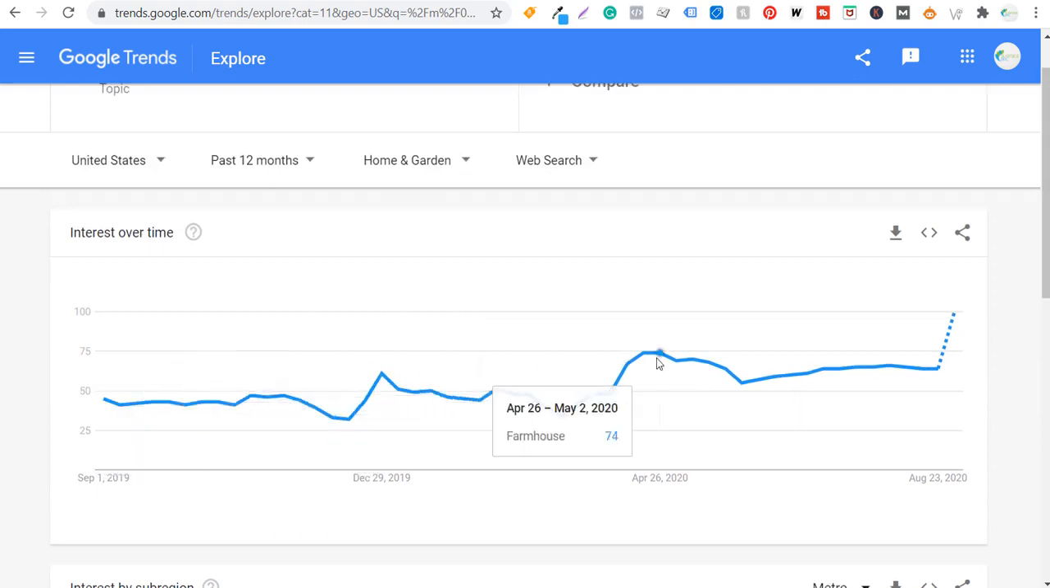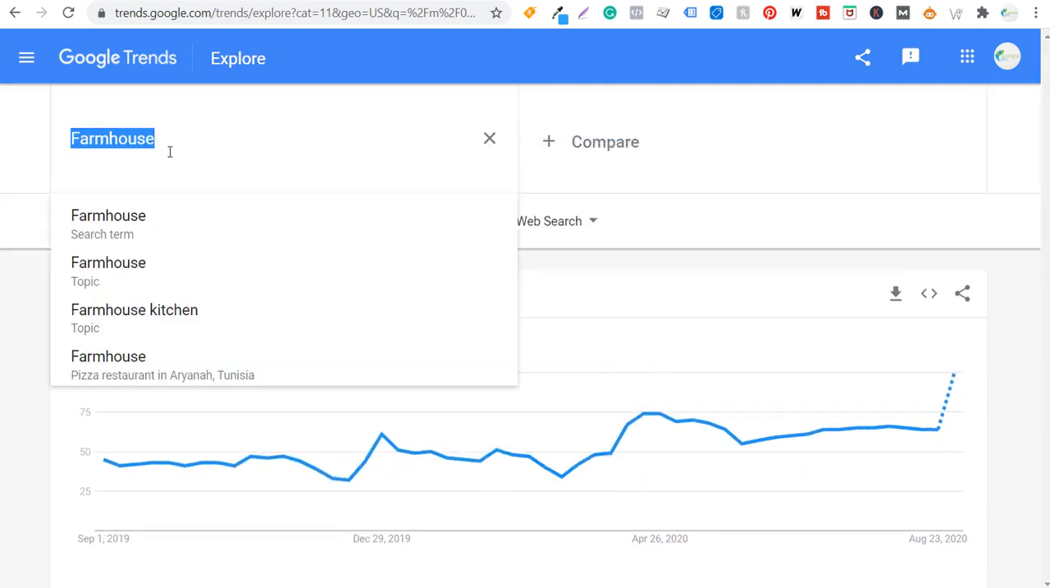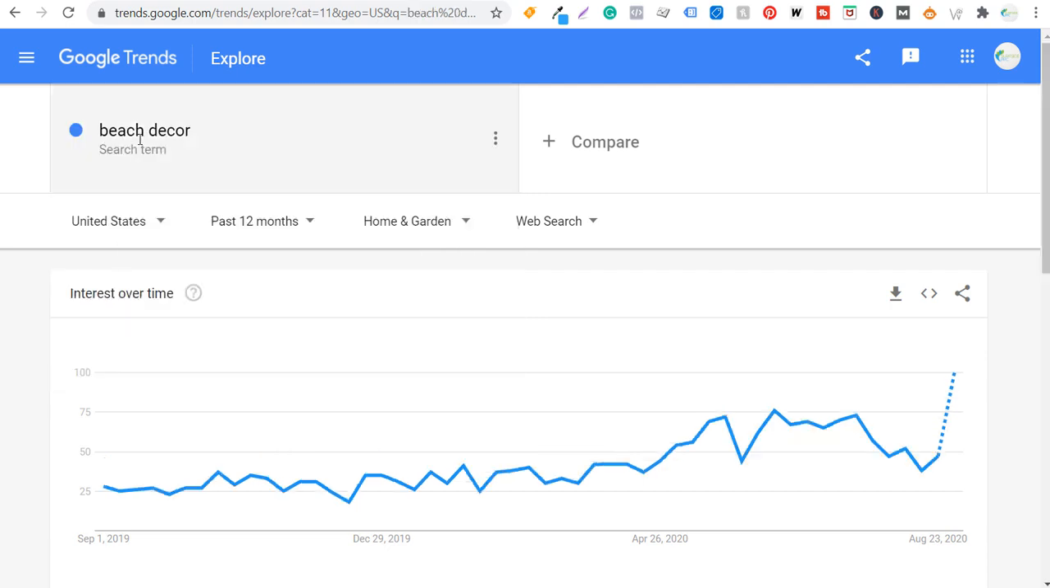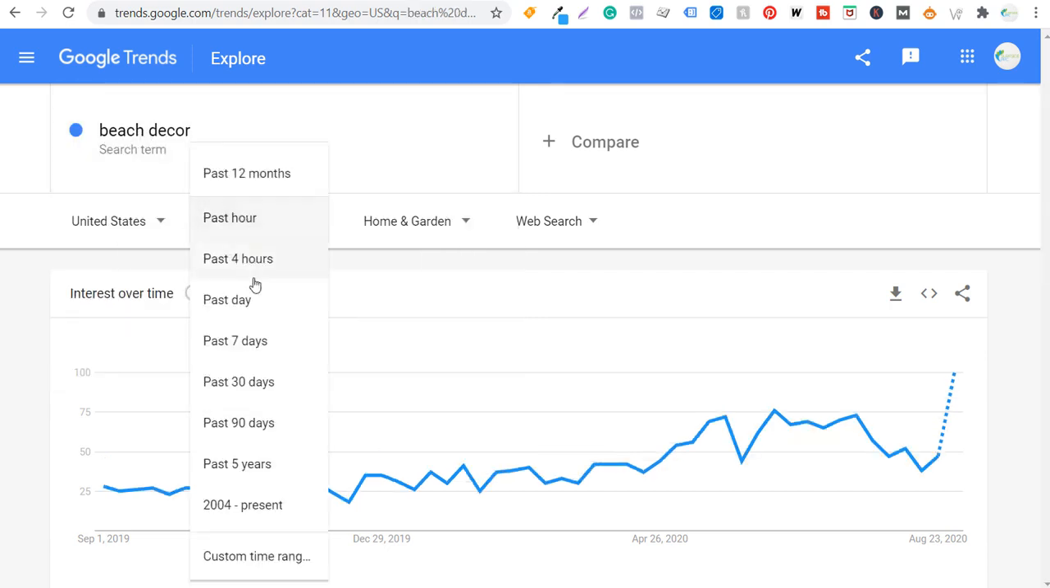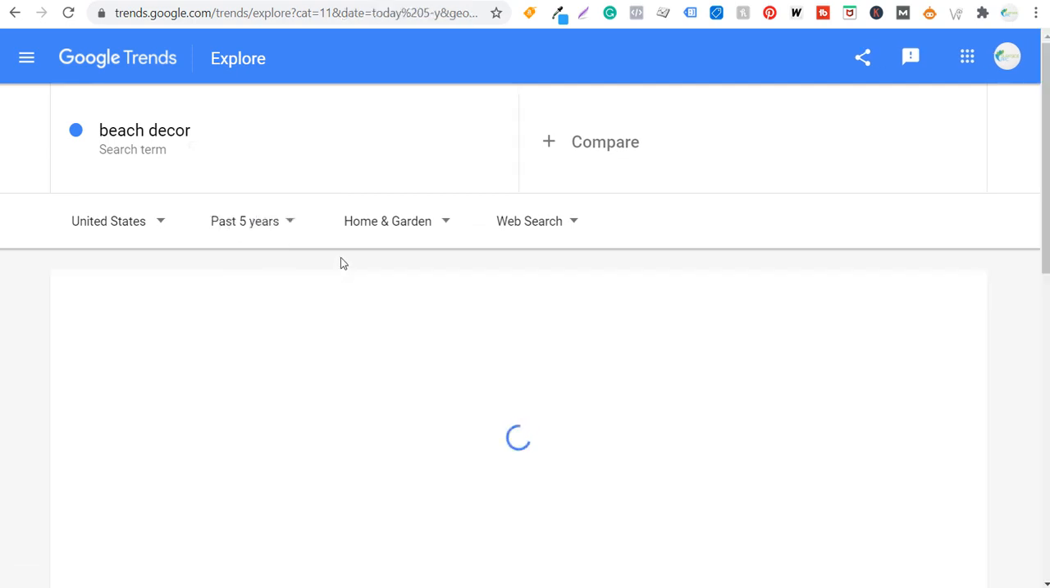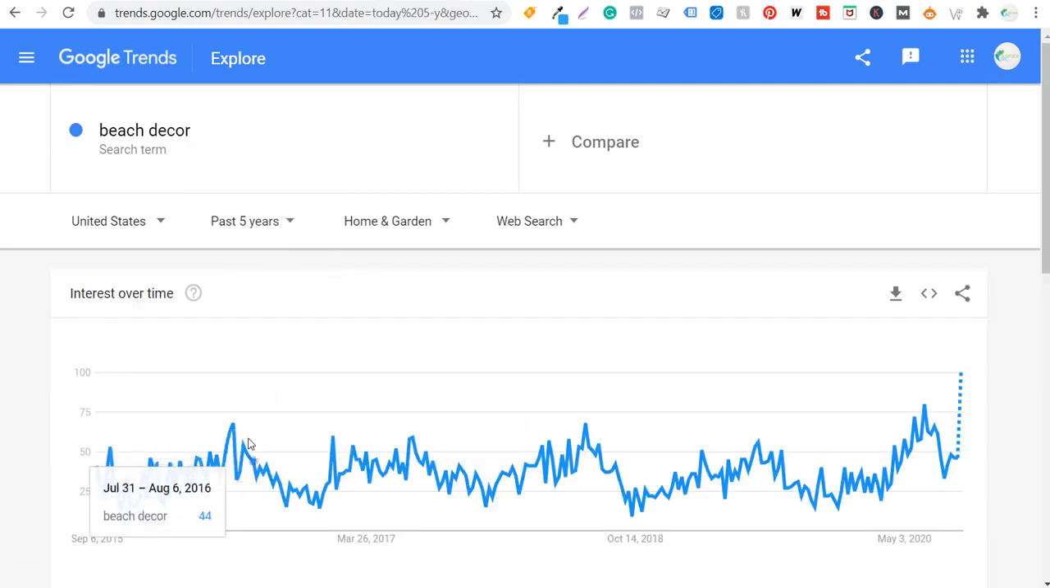Now, interest over time could also be useful for, let's just say, for example, I use beach decor. So beach decor is a very seasonal search term. So we're just looking at the past 12 months, but if we look at the past 5 years, you're going to see ebbs and flows throughout this. So usually it peaks right around summer. So you're seeing June 19th to 25th.